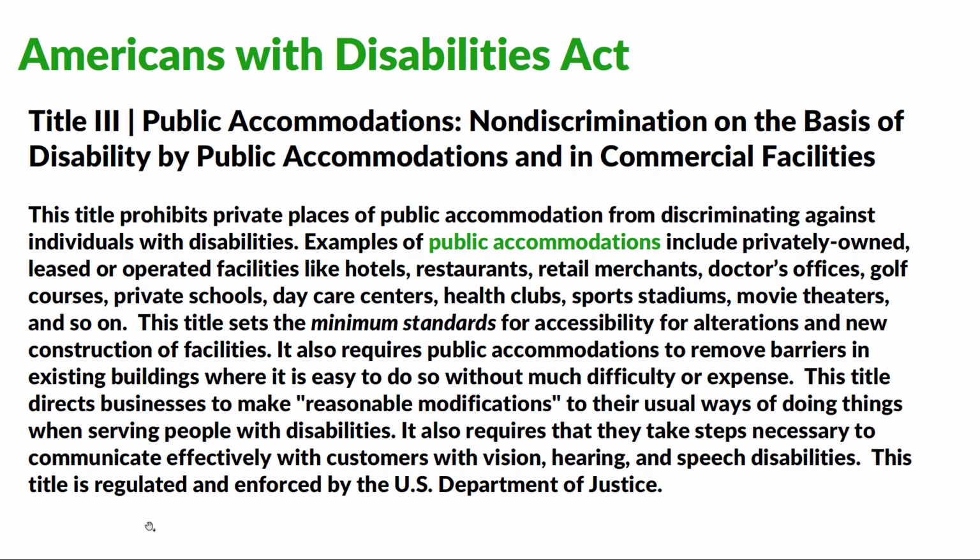So what the title does is set the minimum standards for accessibility for alterations and new construction of facilities. It requires public accommodations to remove barriers in existing buildings where it's relatively easy to do so without much difficulty or expense. And it directs businesses to make reasonable modifications to their usual way of doing things when serving people with disabilities. So it requires that they take steps necessary to communicate effectively with customers with vision, hearing, and speech disabilities. This title is regulated and enforced by the Department of Justice.